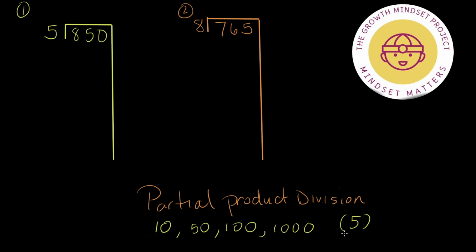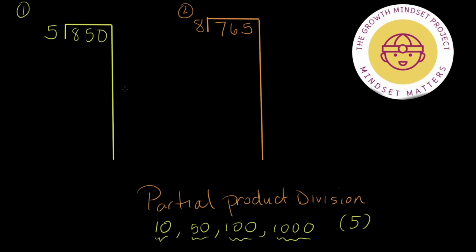So let's walk through this process. Let's do a couple together before you get started on your own. So we have this problem right here. 850 divided by 5. And using some of these, we can slowly build to the answer. We don't have to get it all at once.